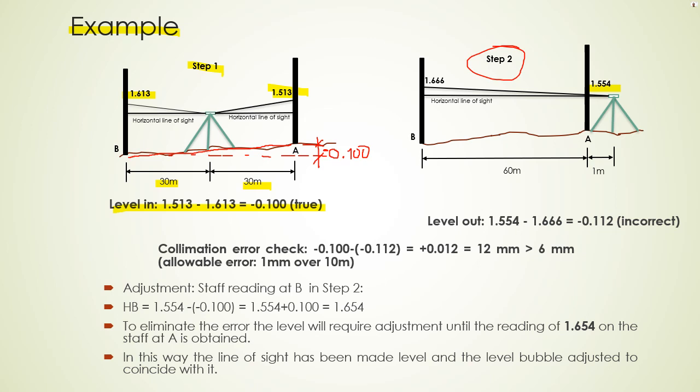1.554. As you move the instrument to another position, the reading is going to be different. Point A first and then point B. And calculate again the height difference. 1.554 minus 1.666. So then you can see that you have the height difference is minus 0.112. So indicate a fall from A to B.